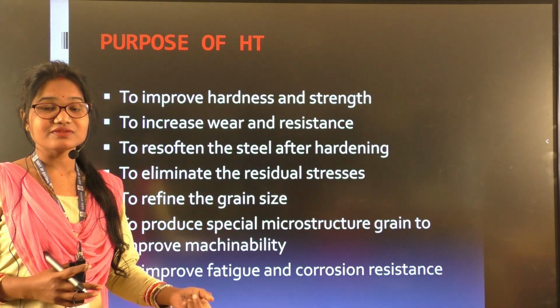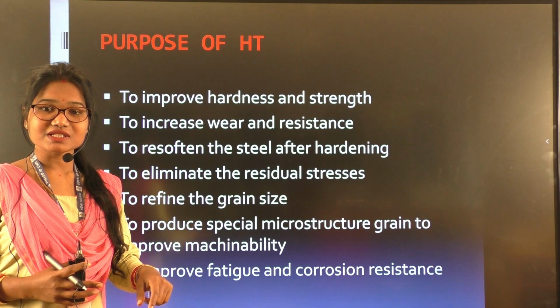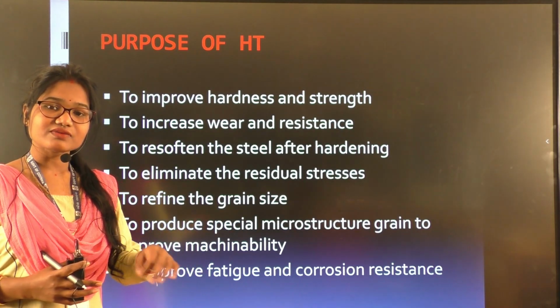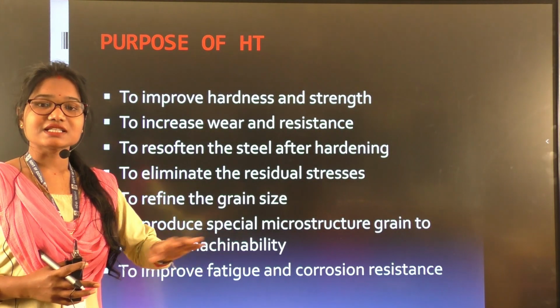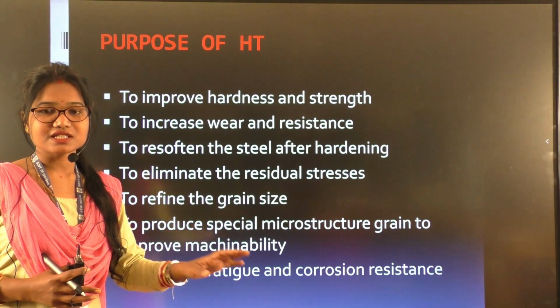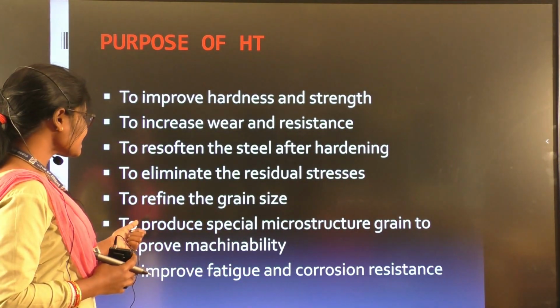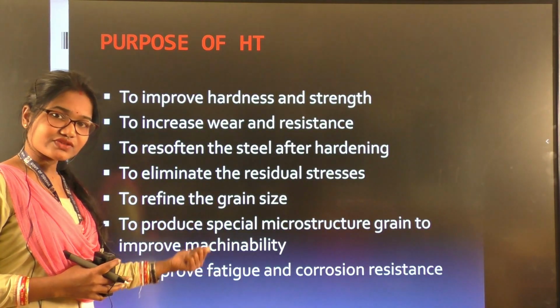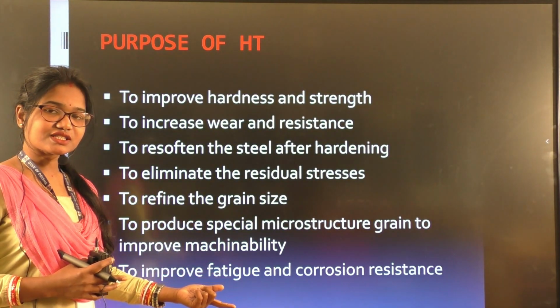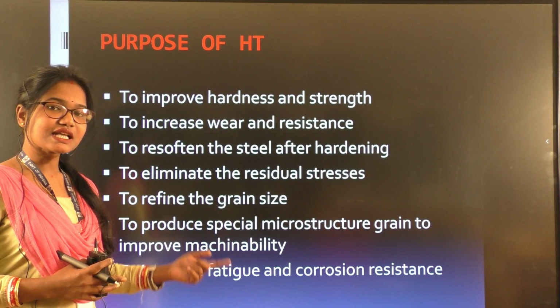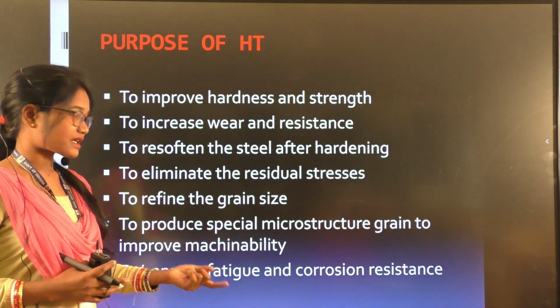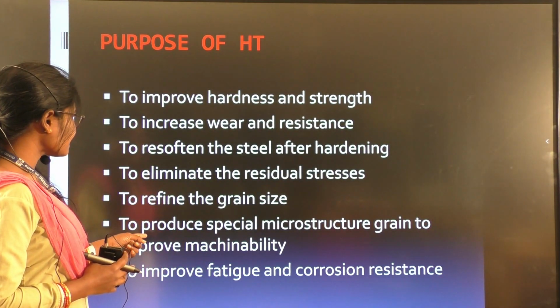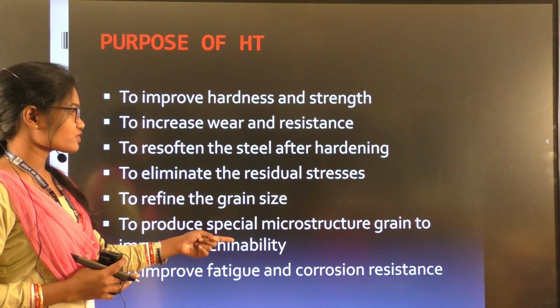So if the metal is heat treated, that means the heat treatment method is done. If we do the heat treatment method, there will be a change in the crystal and a change in the properties. The third purpose is to refine the grain size. When heat treatment is done, there will be a change in the grain, a change in the properties, and a change in the phase of the metal. The next is to produce the special microstructure grain.